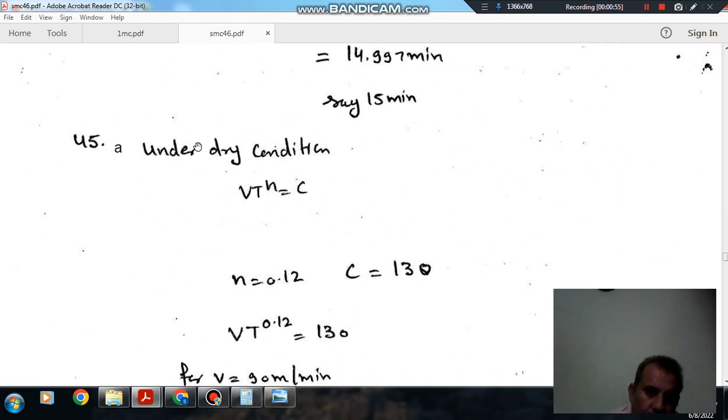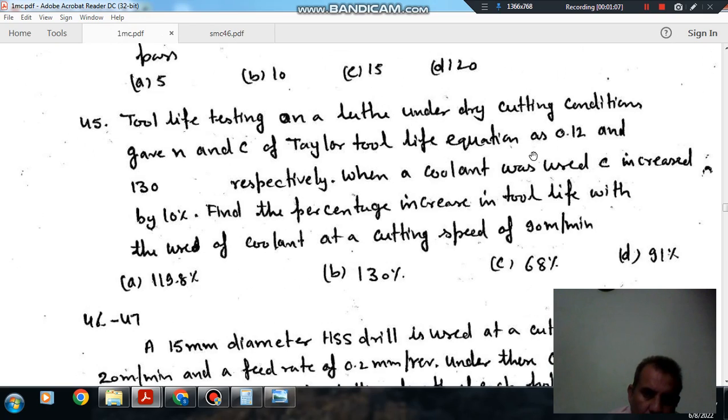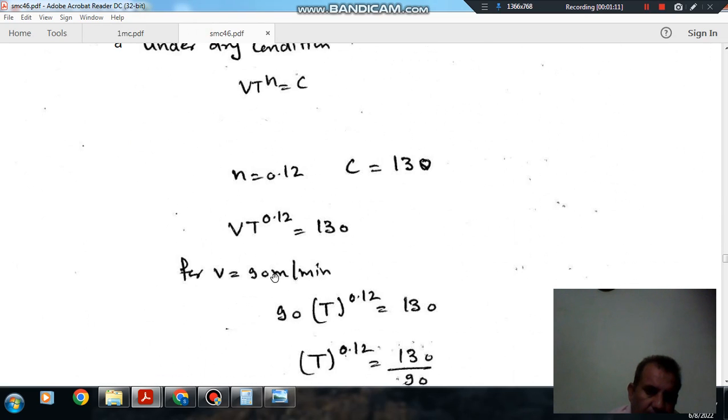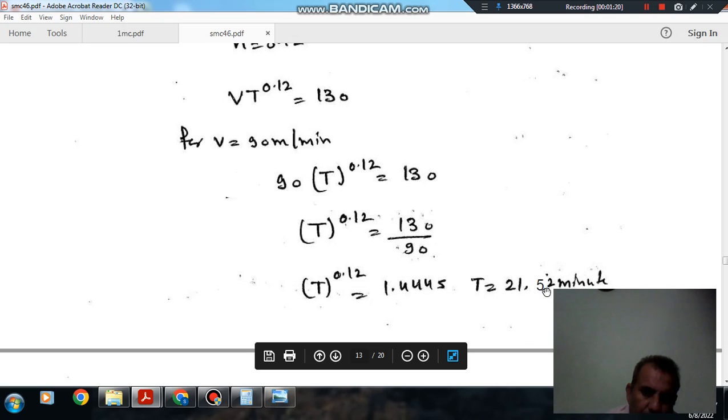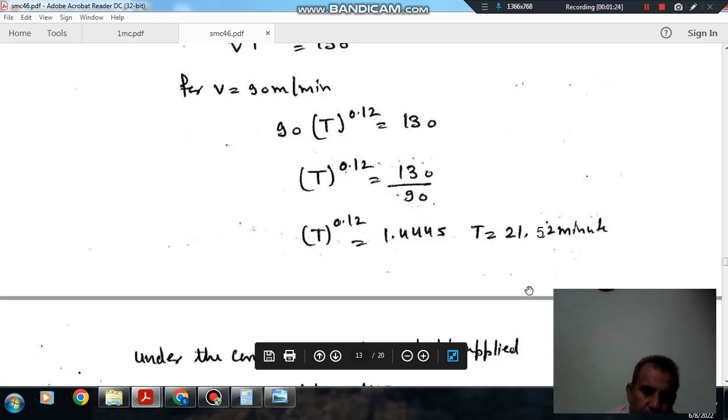So here, under dry condition, suppose the tool life equation is V t to the power n equal to C, where n is 0.12 and C is 130, that is given. V is given as 90 meter per minute. So speed is V, and so we can find out T. So T is 21.52 minutes.